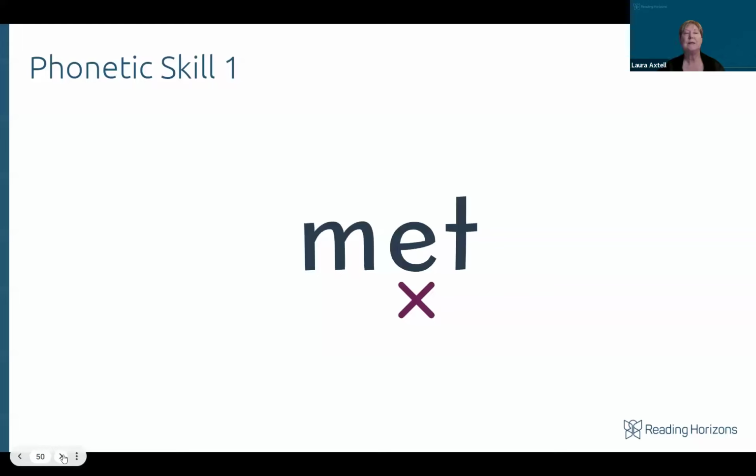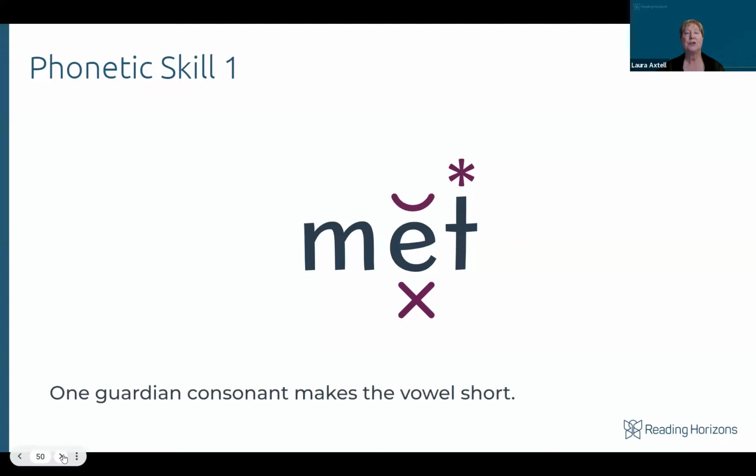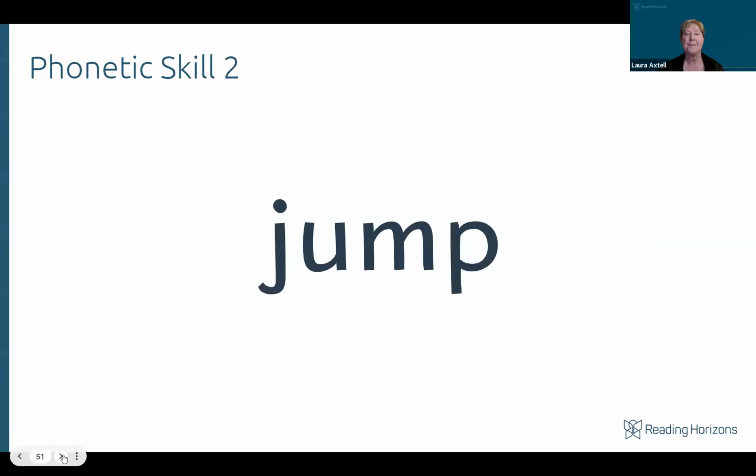So in this case, we see that there is one consonant after the vowel. In English, one consonant after the vowel makes the vowel short. So we consider that a guardian consonant. It guards the short sound of the vowel. That's just the way it works consistently.